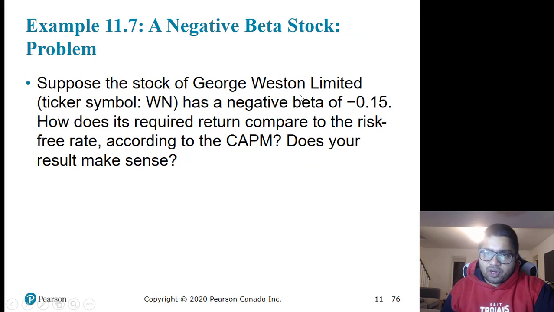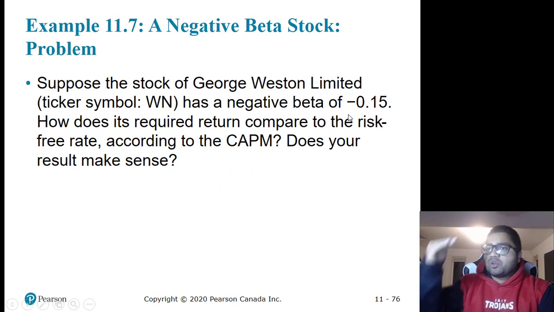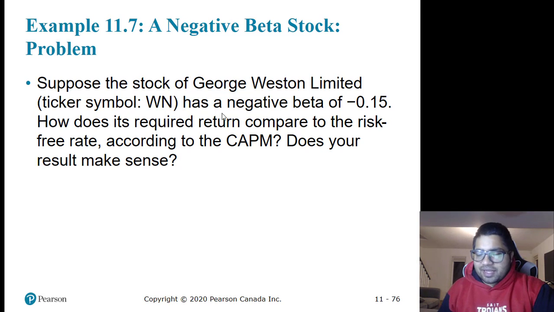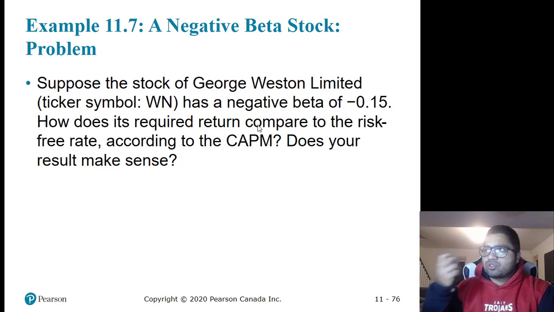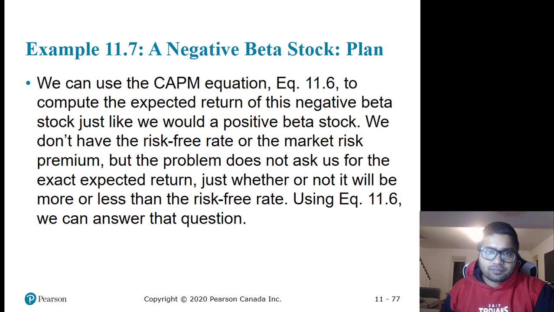Suppose the stock of George Weston Limited has a negative beta of 0.15. How does its required return compare to the risk-free rate according to CAPM? Okay, so whenever beta is negative, the expected return will be lower than the risk-free rate. Does that mean that the stocks are not good investments? No, it doesn't mean that. It means that if you include those stocks in your portfolio, your risk will go down significantly.